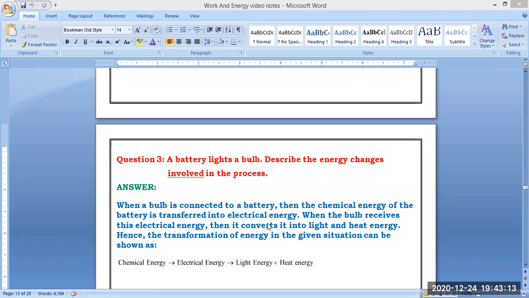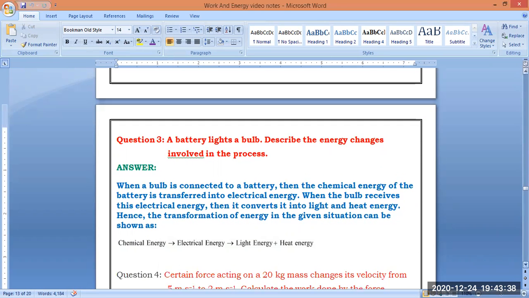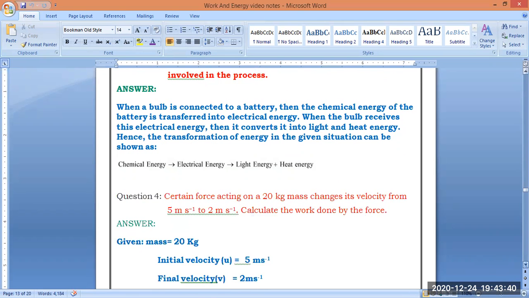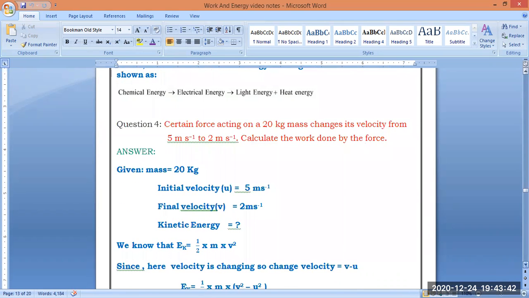So when a bulb is connected to a battery, then the chemical energy of the battery is transferred into electrical energy. When the bulb receives this electrical energy, then it converts it into light energy and heat energy. Hence, the transformation of energy in the above situation is given as chemical energy into electrical energy into light energy and heat energy. Let us go to the fourth question.